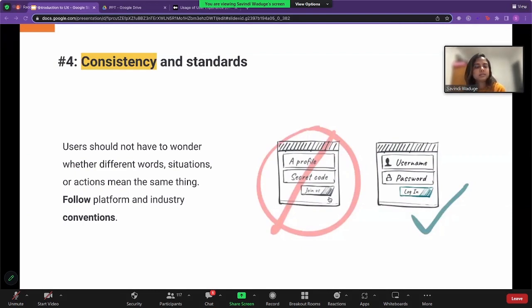Next, we have consistency and standards. So it's quite obvious, right? Consistency means you are following different platform and industry conventions that are easily recognized by everyone across different platforms. For example, if you look at a website, you have the layout, that is the header, and then we have the navbar and we have the footer. That is the basic consistent layout that almost all websites use, right?